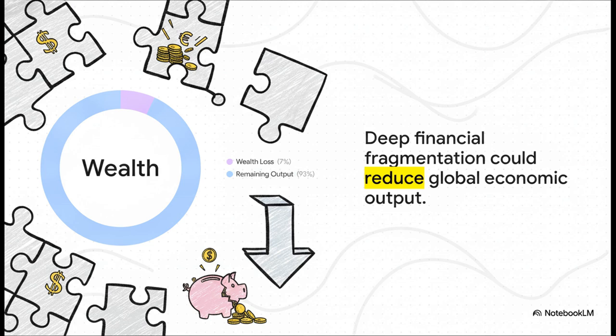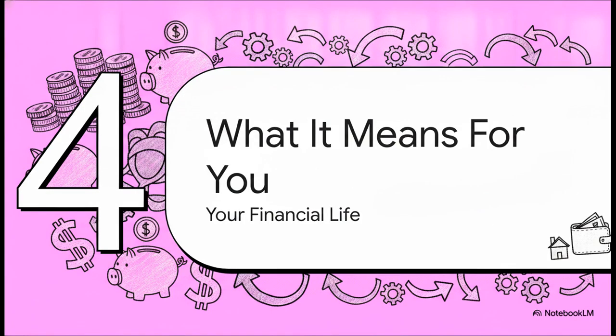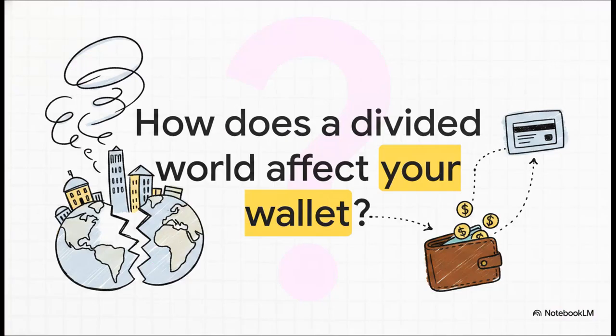Now, 7% might sound kind of small when you just say it out loud, but in reality, we are talking about wiping literally trillions of dollars out of the global economy. It is a massive structural hit to global wealth. Section 4. What this means for you. Because that's the ultimate question, right? How does a divided world actually affect your wallet? Let's connect the dots between those high-level geopolitical squabbles and your personal bank account.